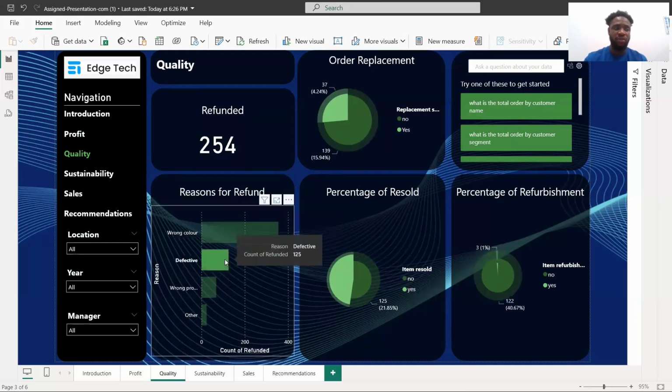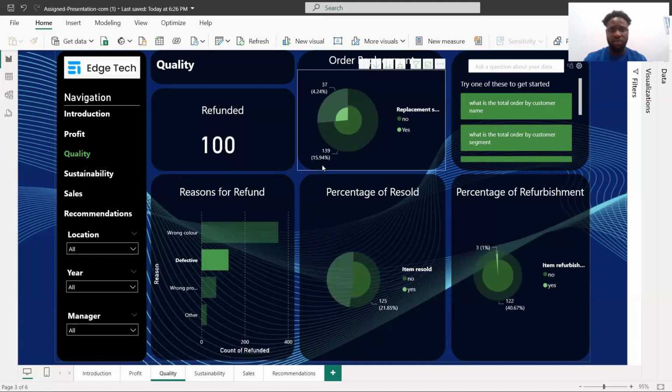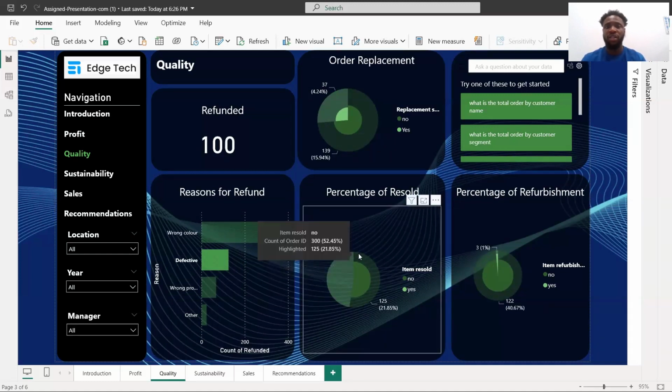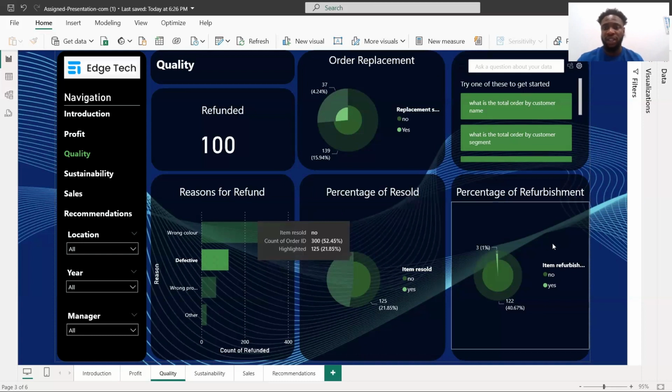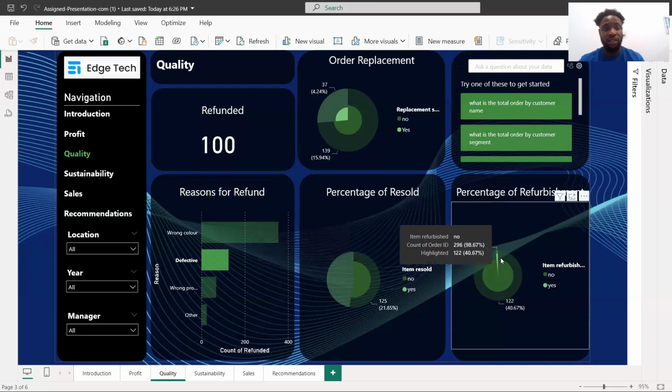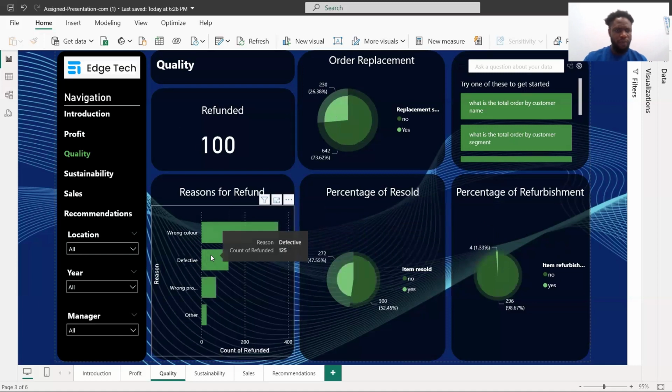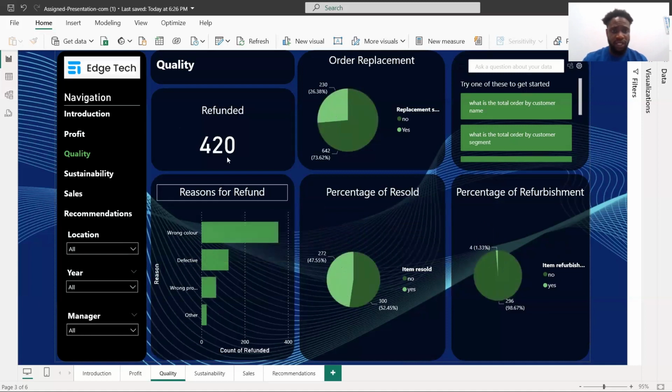And you could see that some of them were also defective and refunded for that reason. You could see the percentage of the replacement, the percentage of items we have resold, and then we had to refurbish some of them and send them back. So basically, you can also look at this.